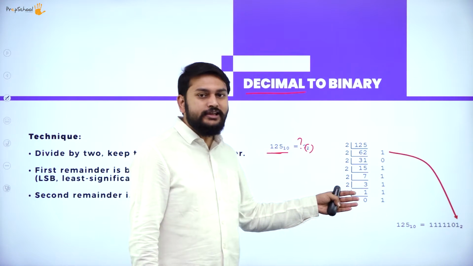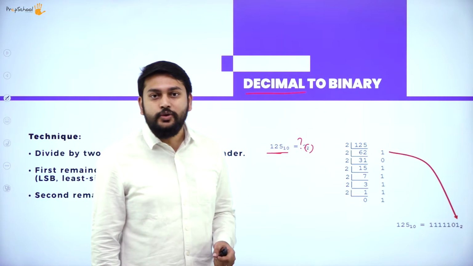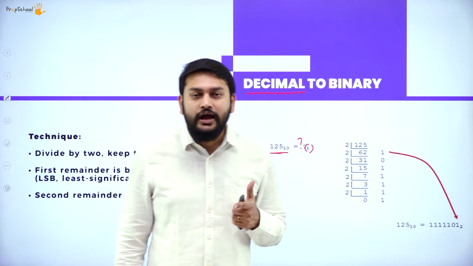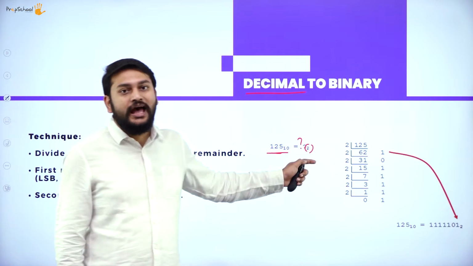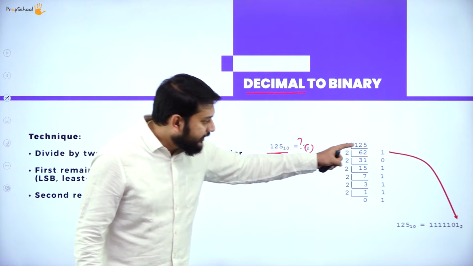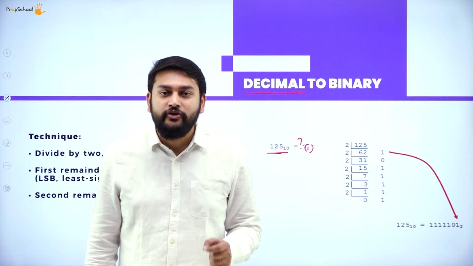So it's very easy. All of you know that. So I have 125. I will be dividing that by 2. Why 2? Because I need to get binary numbers. I need to get the binary numbers. I need to perform the division.